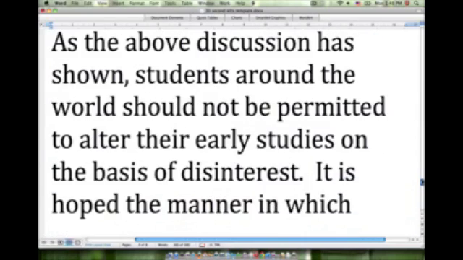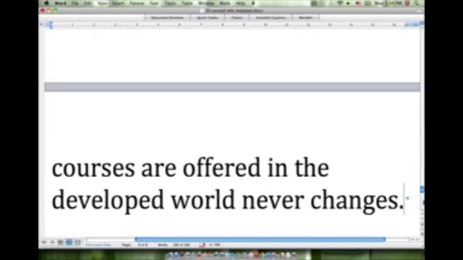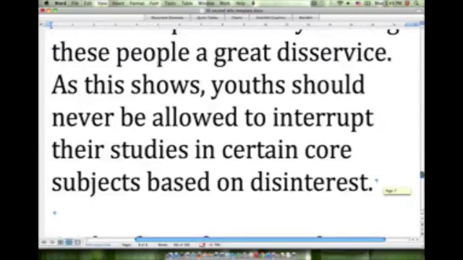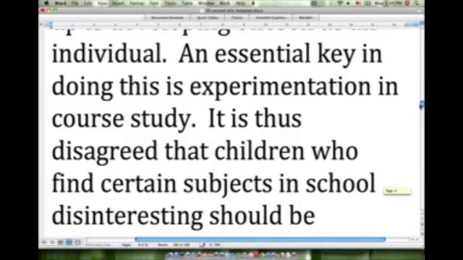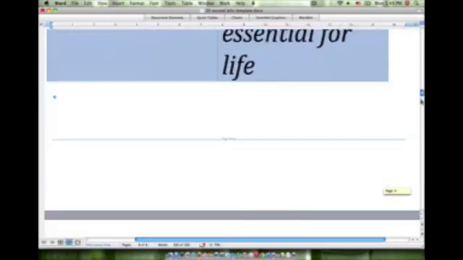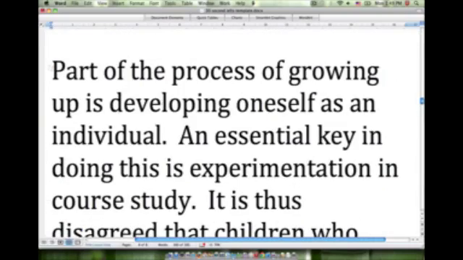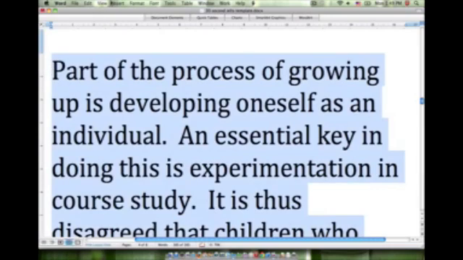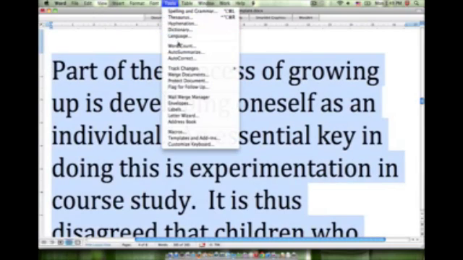So, as the above discussion has shown, students around the world should not be permitted to alter their early studies on the basis of disinterest. It is hoped the manner in which courses are offered in the developed world never changes. Okay, now let's go back up to the top. We'll read the essay once through together. And I will also do a quick word count here. Let's see if we're in the ballpark.